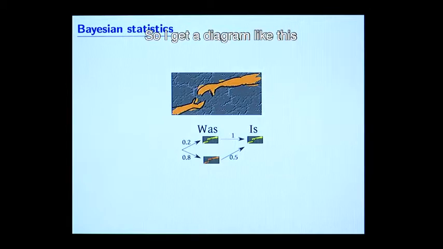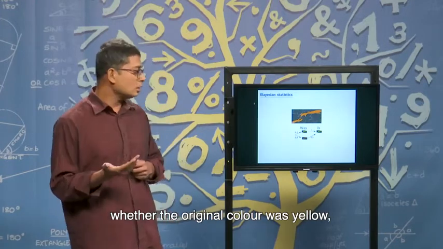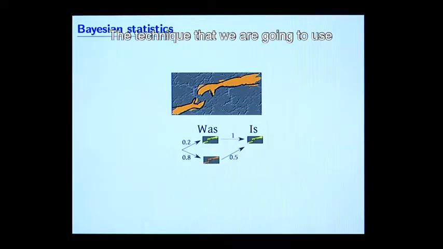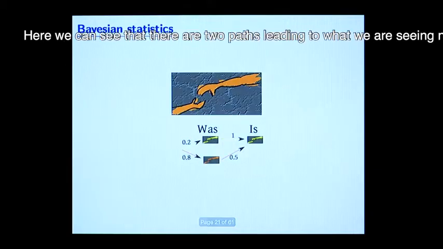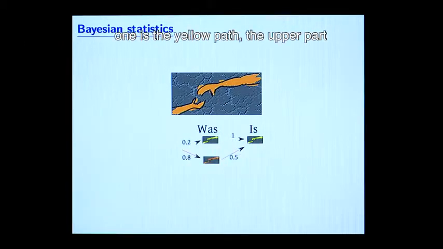So, if it was yellow at that time, it will continue to remain yellow even today. So, I get a diagram like this, and from this we want to know whether the original color was yellow or the original color was orange. The technique that we are going to use is very important, but turns out to be particularly simple. Just look at the diagram. Here we can see that there are two paths leading to what we are seeing now. We are seeing this now, and there are two paths to it. One is the yellow path, the upper path, and there is an orange path, the lower path.